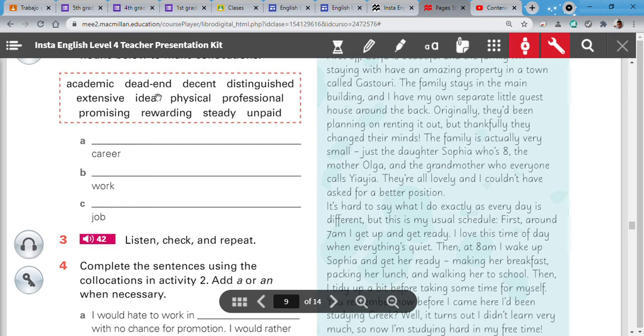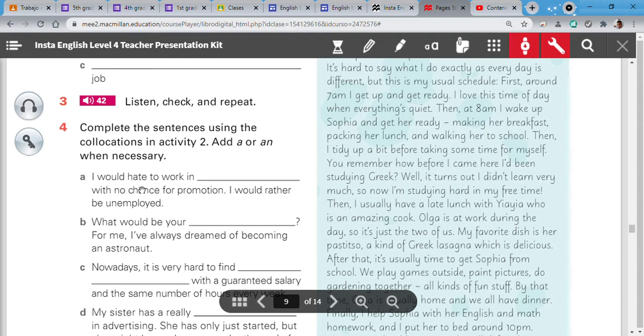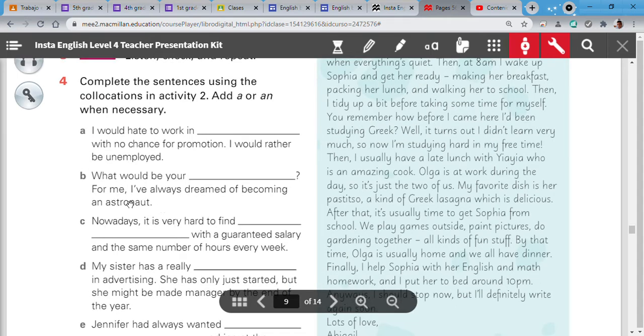Remember, dead end. Okay, a dead end job. I would hate to work in a dead end job with no chance of promotion. I would rather be unemployed. Unemployed, no job. In Spanish you say desempleado. Letter B. What would be your ideal job? Ideal. Okay, what will be your ideal job? For me, I've always dreamed of becoming an astronaut.